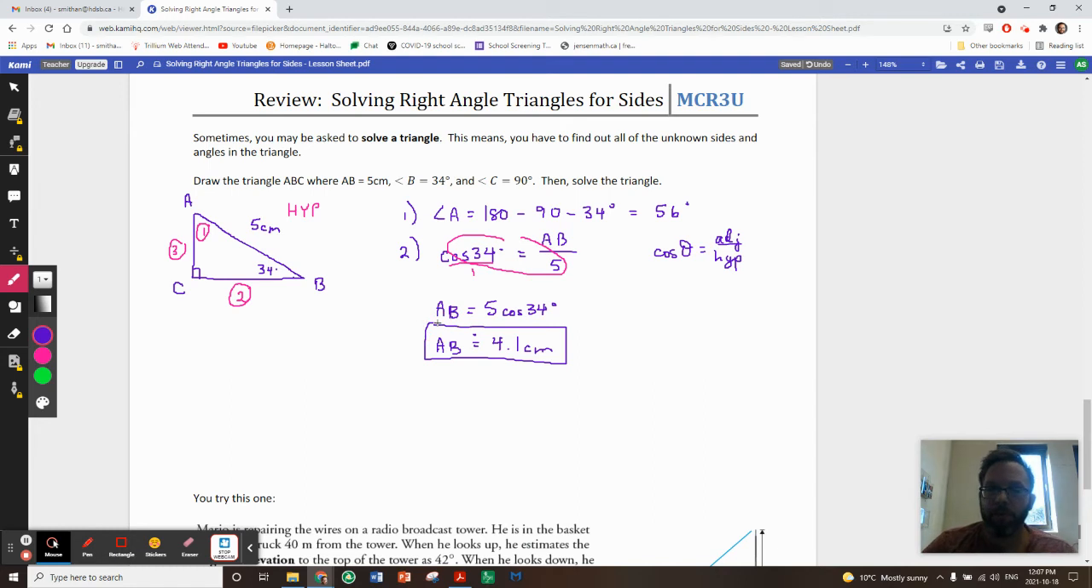Now you have a choice. We have to find that third side. I might just toss in here, this is 4.1.